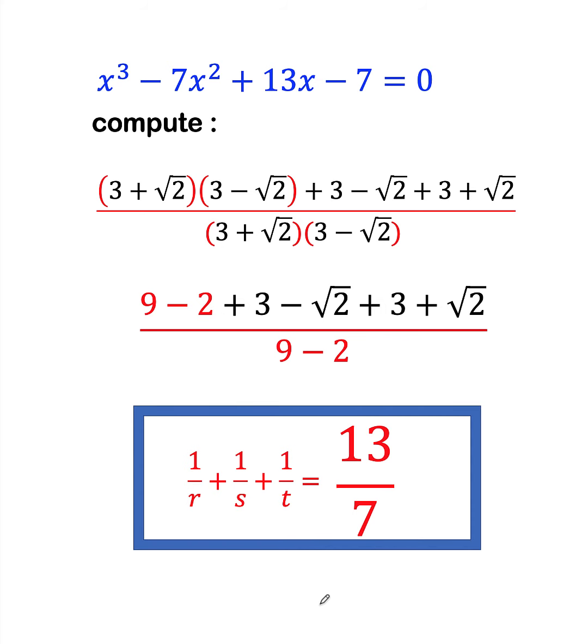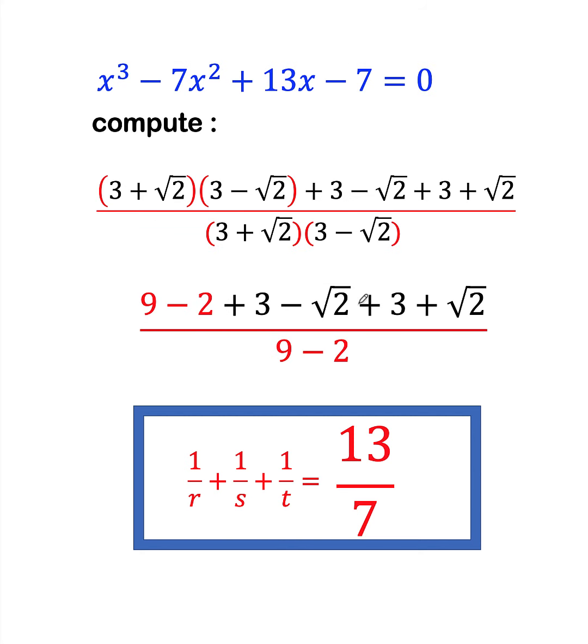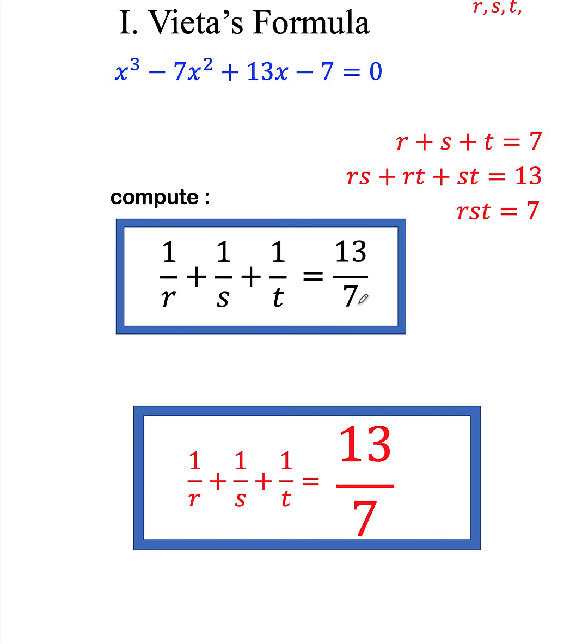Notice that this result is the same as the result when we used Vieta's formula. So both of these methods resulted in 13 over 7.